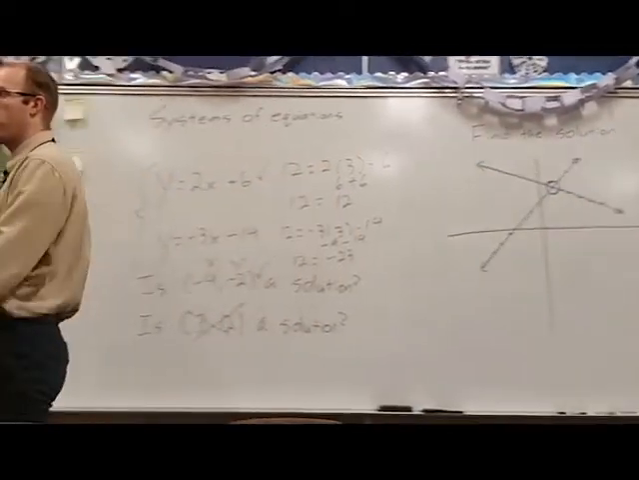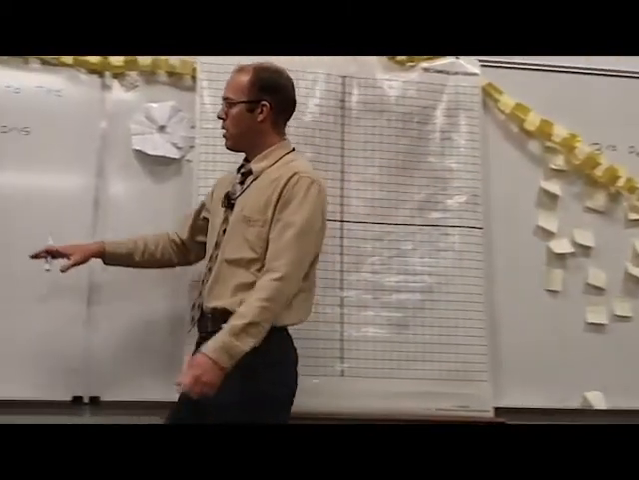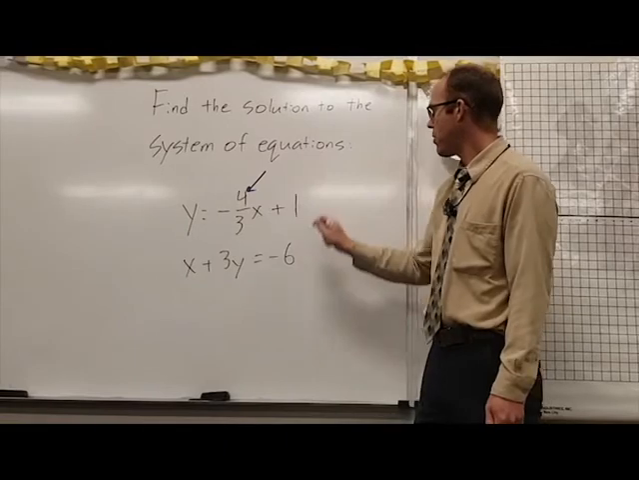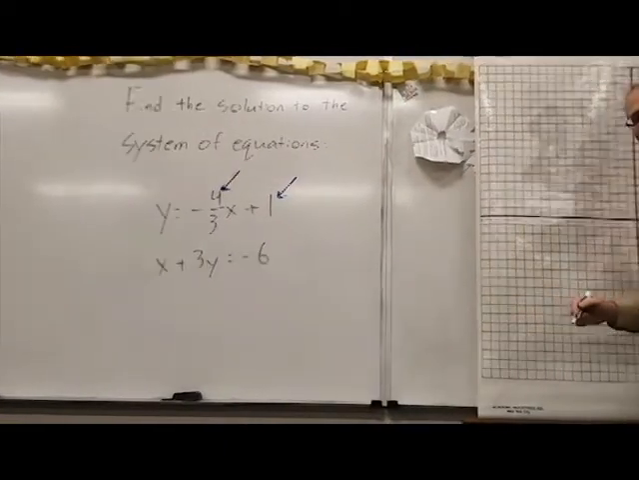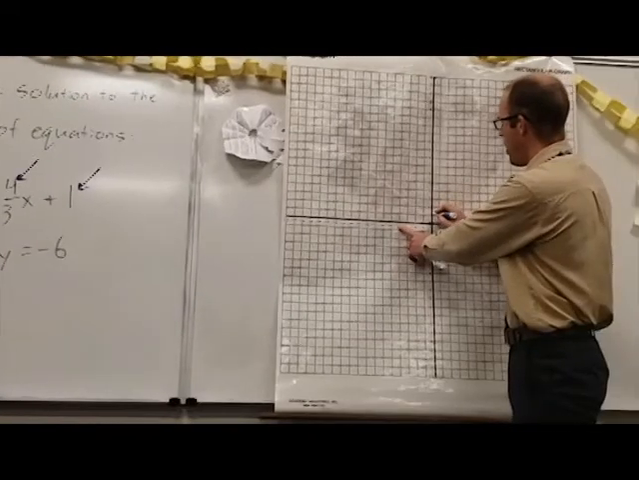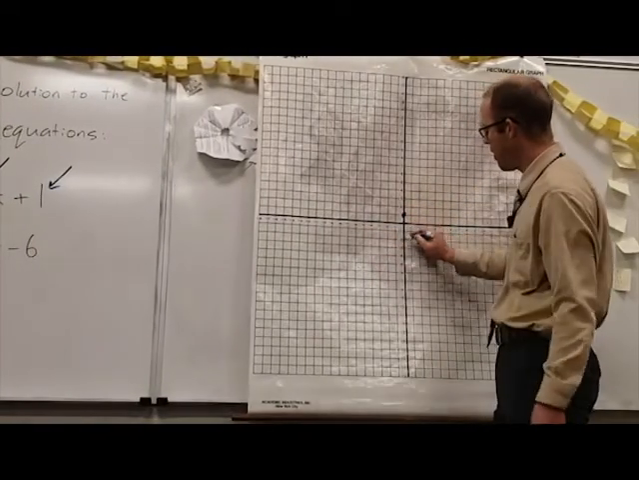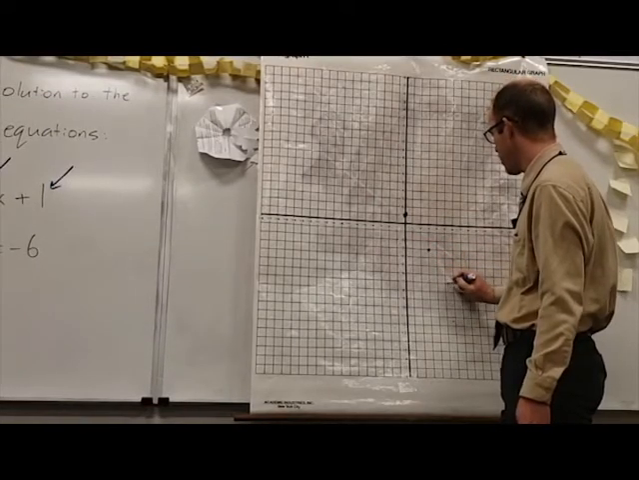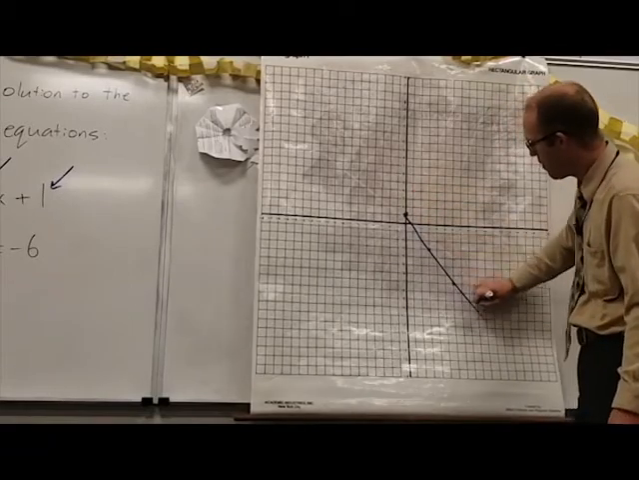So let's take a look at our two equations that we have over here. Our first one we can see is in slope-intercept form. We have our slope of -4/3 and our y-intercept of +1. So let's take a look at our graph over here. Our y-intercept is +1. Our slope is -4/3, so we're going to go down 4 and right 3, down 4 and right 3, and we could continue to do this if we need some more points.